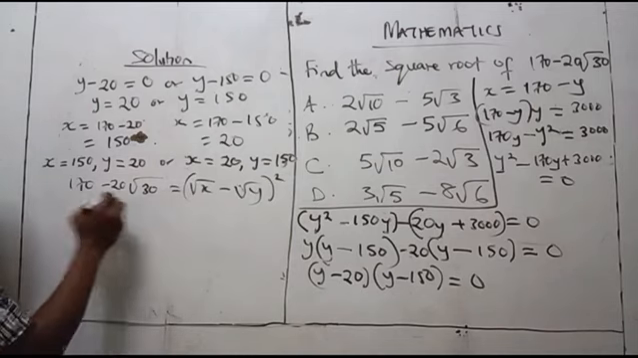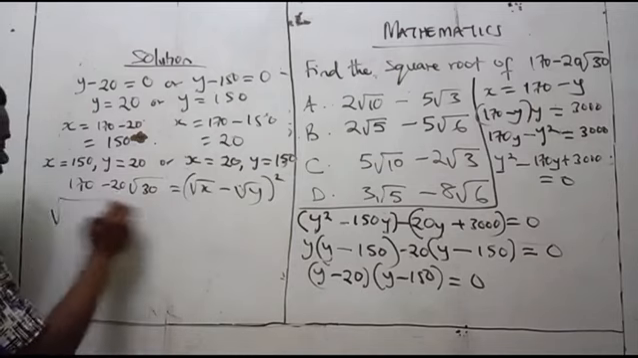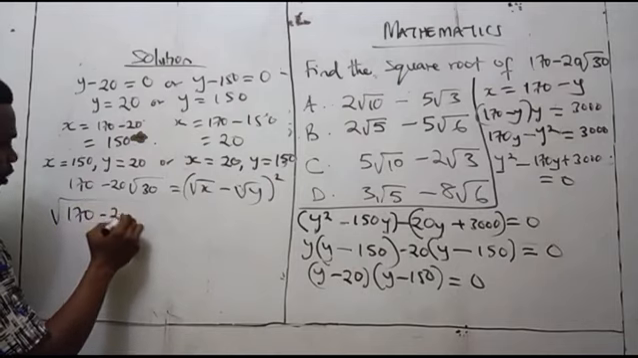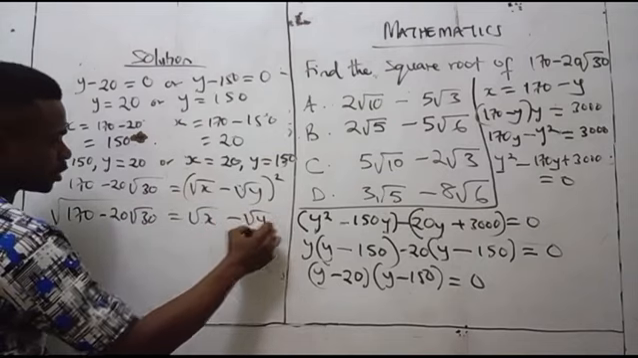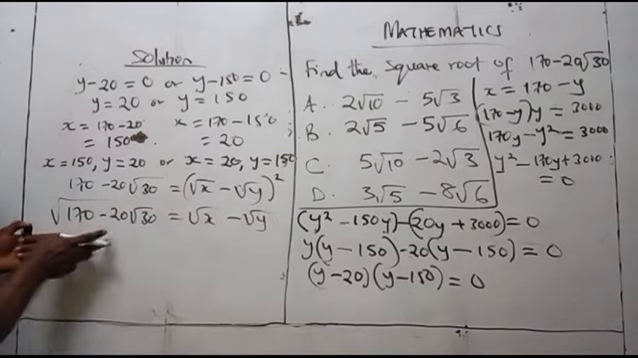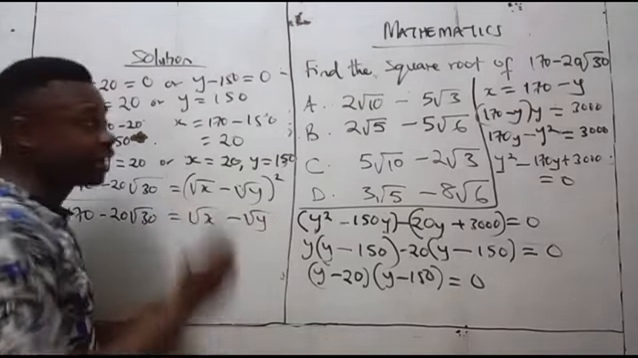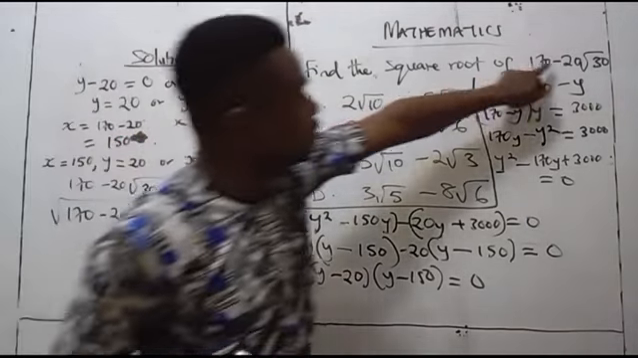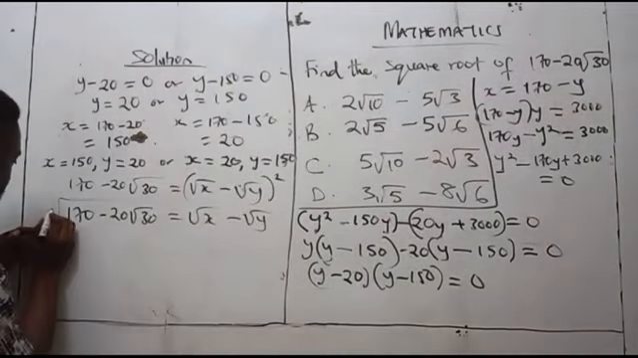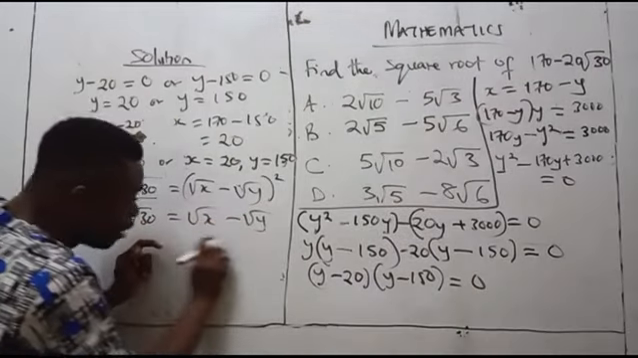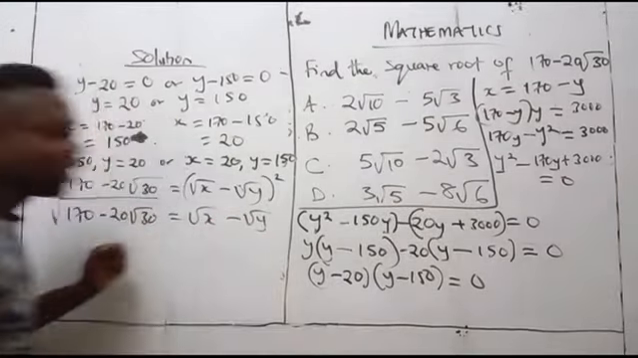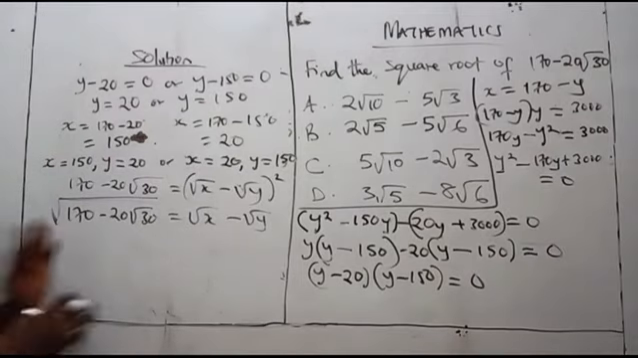So remember that we are talking about square root. So the square root of this now, 170 minus 20 root 30, is equal to root x minus root y. Remember, we are told to find the square root of this. The square root is root x minus root y. So this is how the answer will look. So what it means is that we can pick any value of x and y and solve our question.